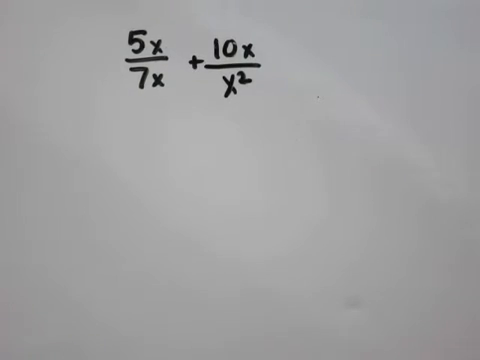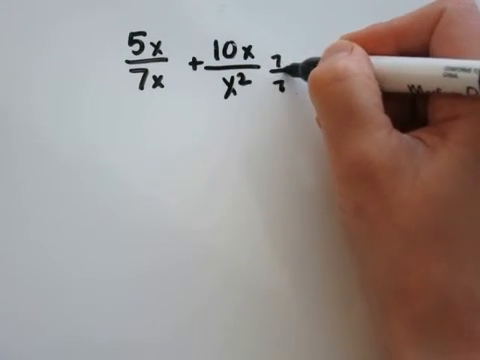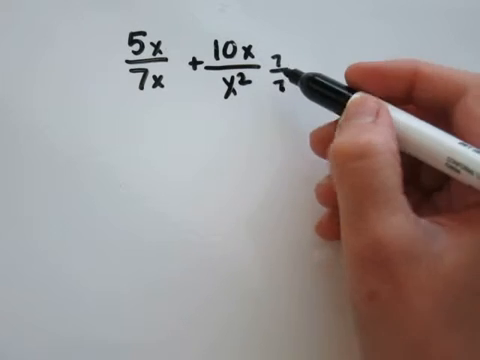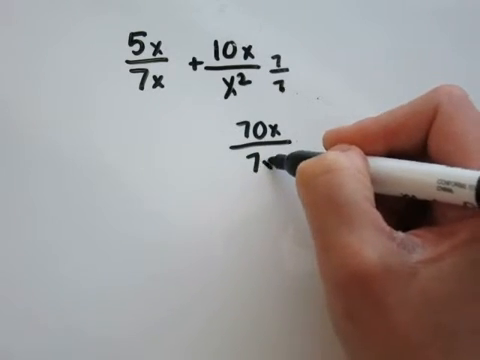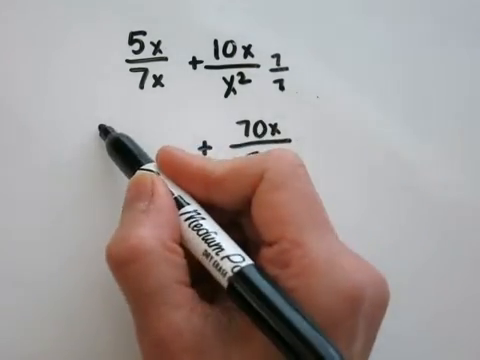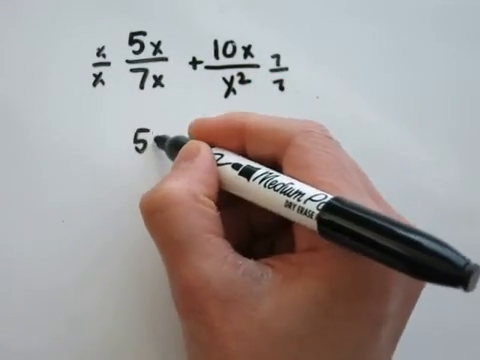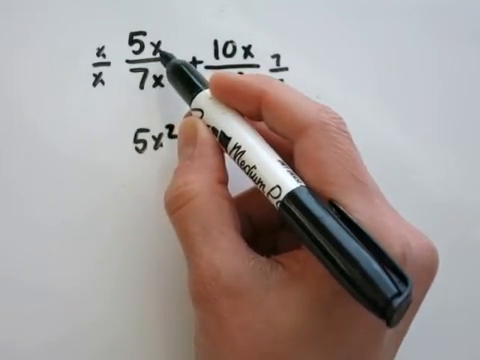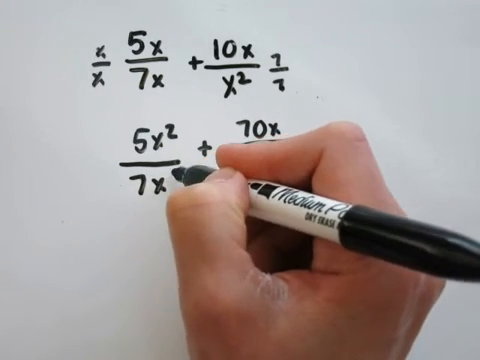Problem 17, 5x over 7x plus 10x over x squared. Right away we know that we're going to need the common denominator since we're adding fractions. We'll need a 7 on this side. So multiply 7 over 7. 10 times 7 is 70. Keep the x. X squared times 7 is 7x squared. Now on this side we will need x squared, so let's multiply x over x. X times 5x will become 5x squared, since x times x is x squared. For the denominator, x times 7x will be 7x squared.